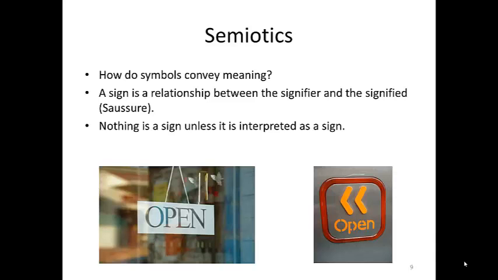Same word, different symbols. So that kind of proves that the meaning is in the relationship. The meaning is not in the sign. The meaning is in the relationship. Well, the sign is the relationship between the signifier and the signified. The meaning is happening in your brain. It's not an intrinsic part of the word open, because the word open can have different meanings depending on context and us.